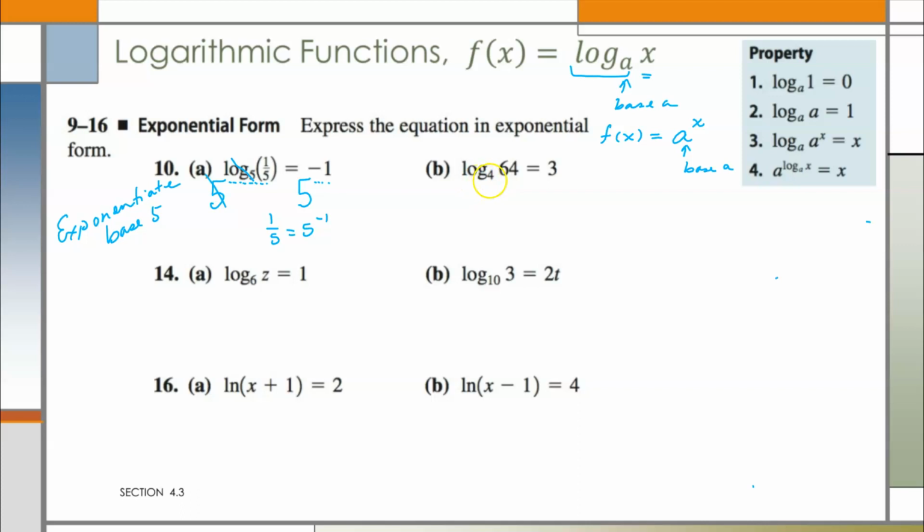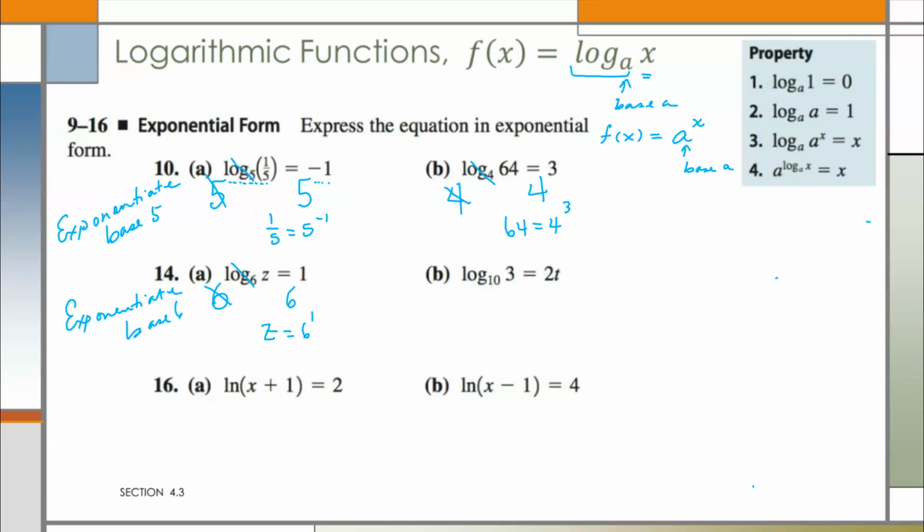How do I undo a log base 4? I exponentiate base 4. These cancel out, so we get 64 is equal to 4 cubed. Next, how do I get rid of a log base 6? I exponentiate base 6. An exponential base 6 undoes this log base 6. Whatever I do on the left, I must do on the right. Those cancel out. Z is equal to 6 to the first.